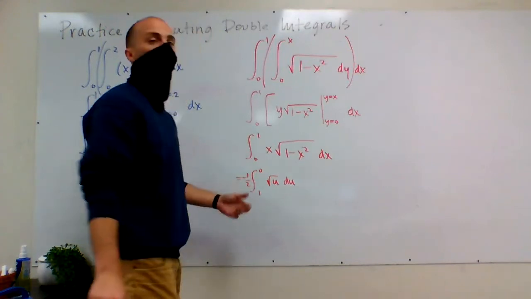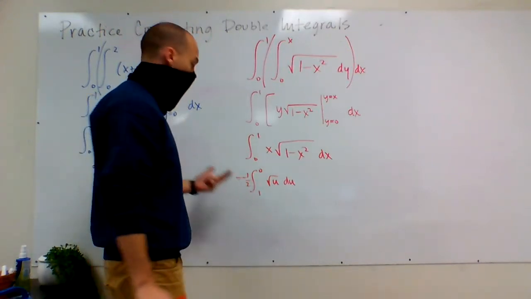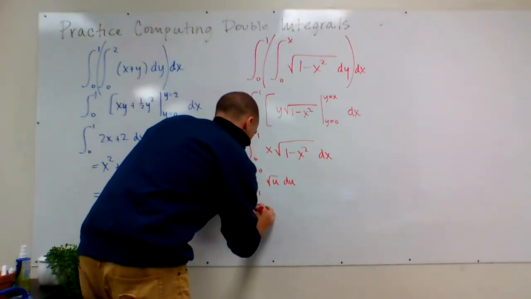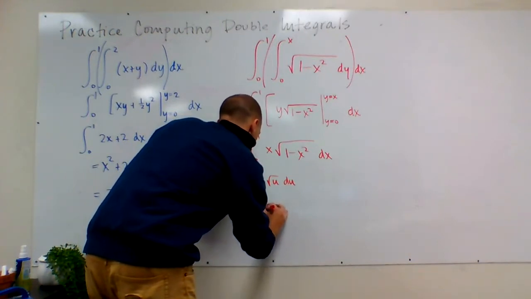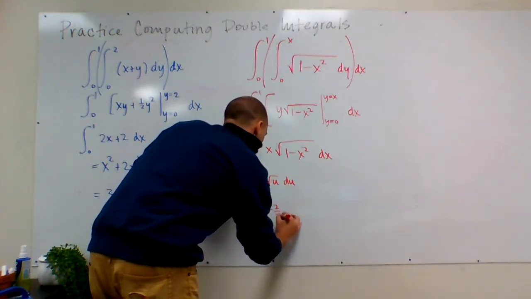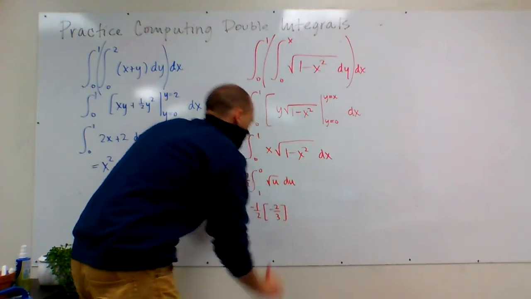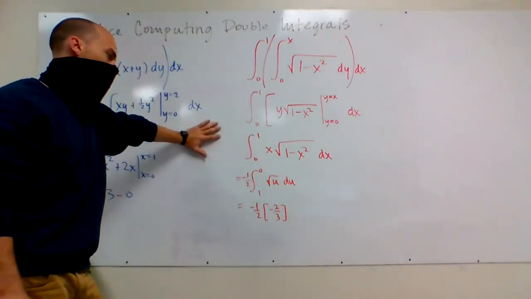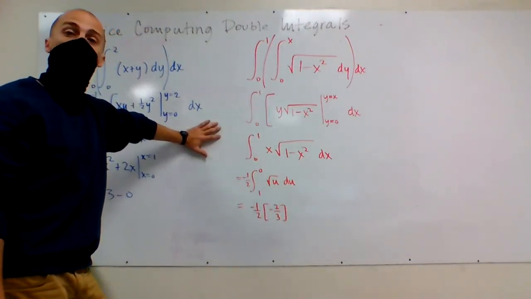This is going to be 2/3 u to the 3/2. So it's going to be negative 1/2 of negative 2/3 because it was backwards. And, well, that's 1/3. Okay.